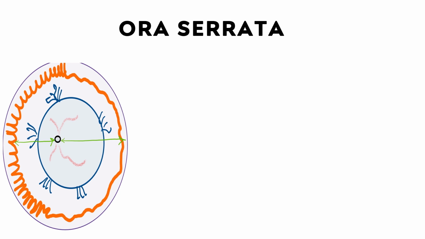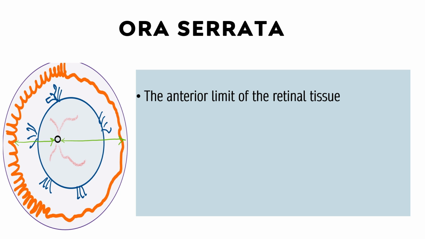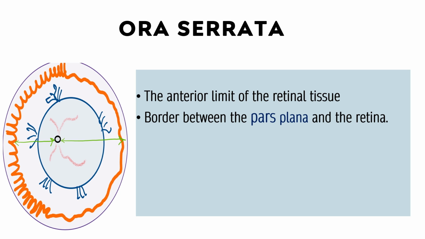So now we are going to talk about the ora serrata in detail. As I explained to you, the anterior limit of the retinal tissue is formed by the ora serrata. Now we know anterior to the ora serrata, what is present? It is the ciliary body. The ciliary body has two parts: an anterior part which has the processes coming out of it, known as the pars plicata, and the posterior smooth part of the ciliary body, known as the pars plana. If you're not very confident about the anatomy of the ciliary body, we do have a video on that as well. So the ora serrata forms the boundary between the pars plana and the neurosensory retina.